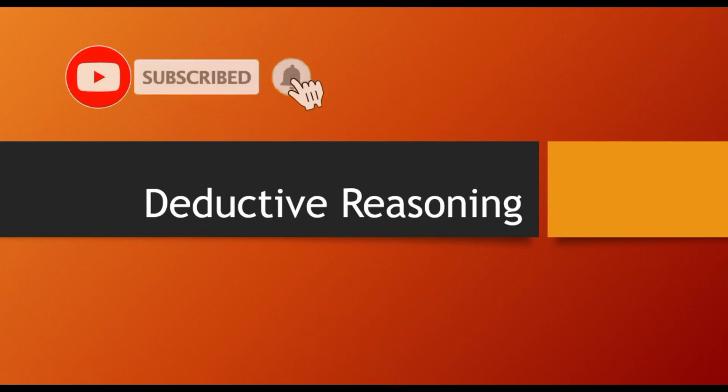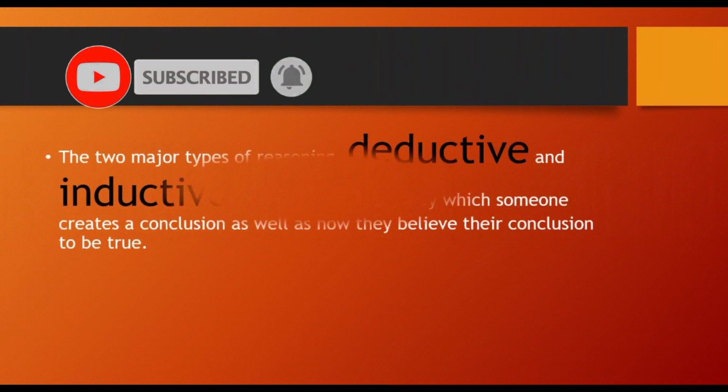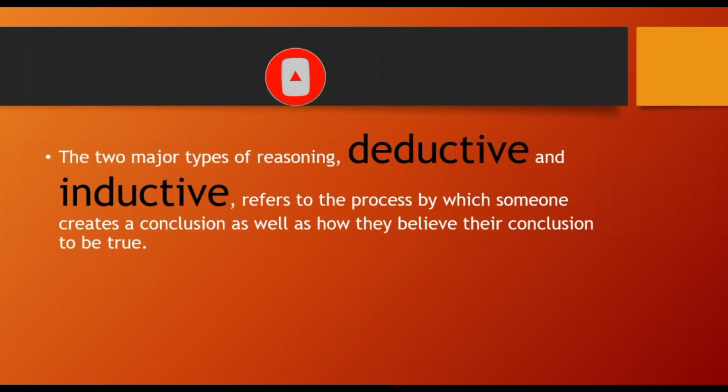Deductive reasoning. There are two major types of reasoning, the deductive and inductive. It refers to the process by which someone creates a conclusion as well as how they believe their conclusion to be true. Today, we're going to focus our discussion on deductive reasoning. So what is deductive reasoning?